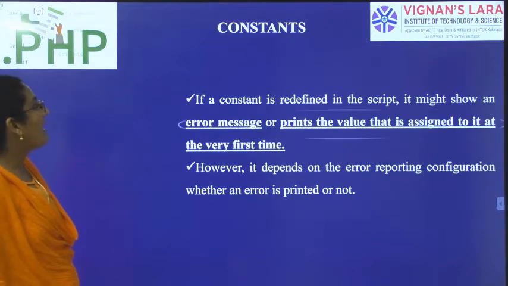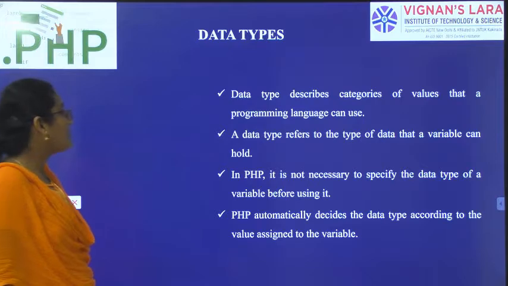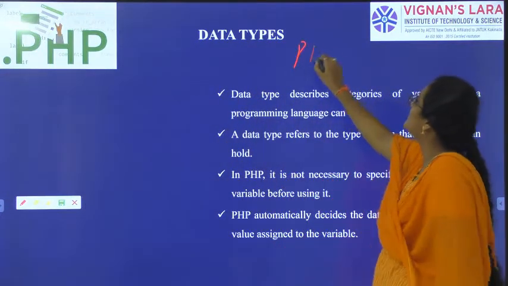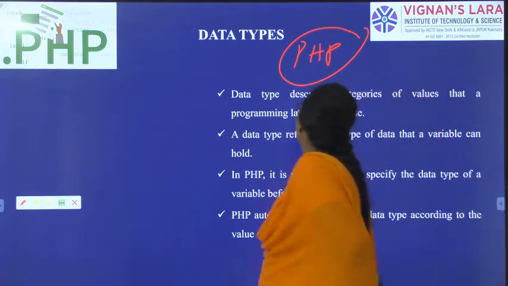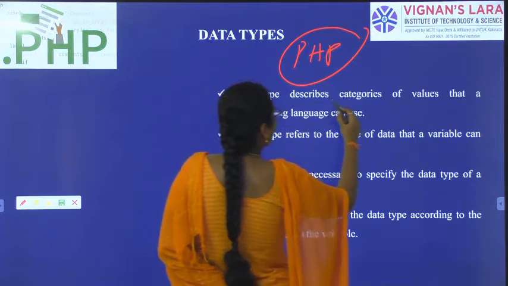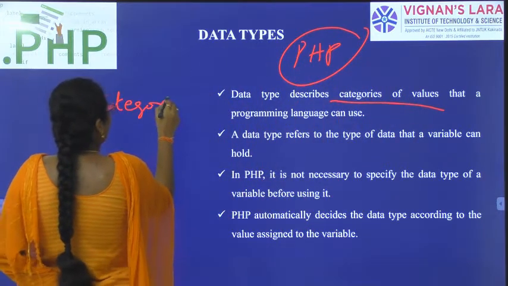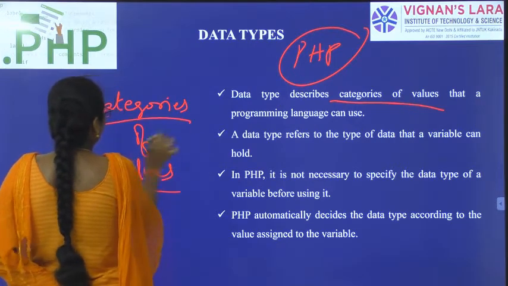In C programming language you know what is a data type. In Java programming language you know what is a data type. In Python you know what is a data type. Similarly in PHP, personal home pages, also we have data types. Data types describe the categories of values.